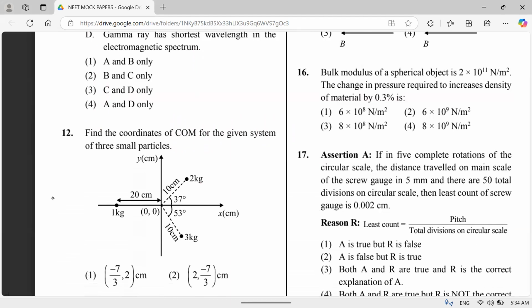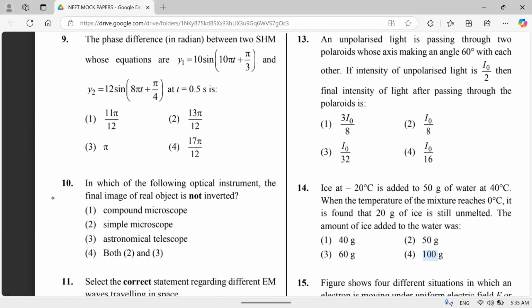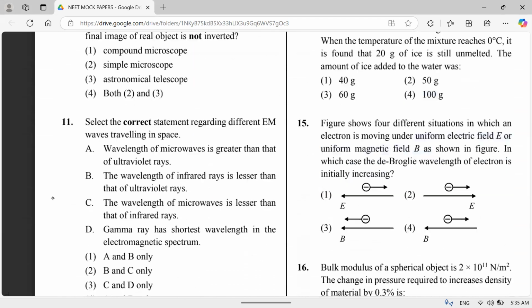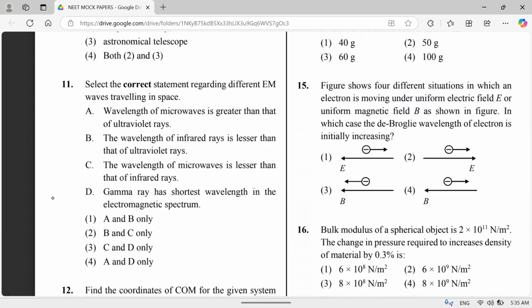Next one is center of mass. Then wave optics, heat and thermodynamics, and electrostatics. So this one is atoms.